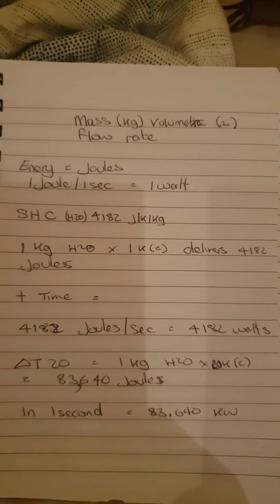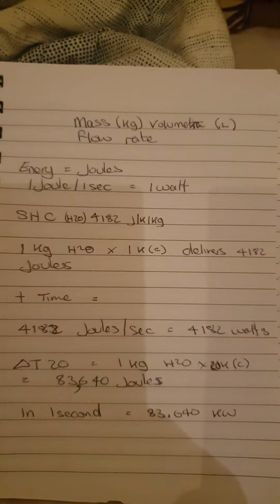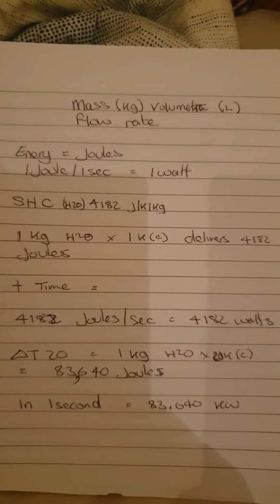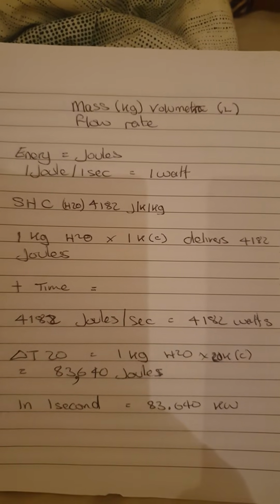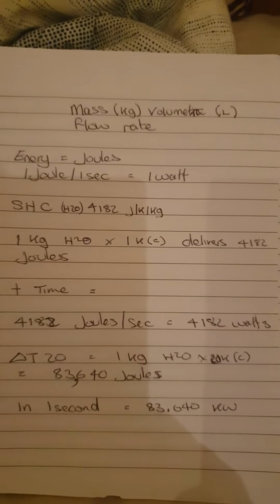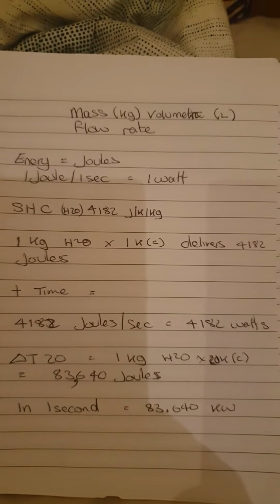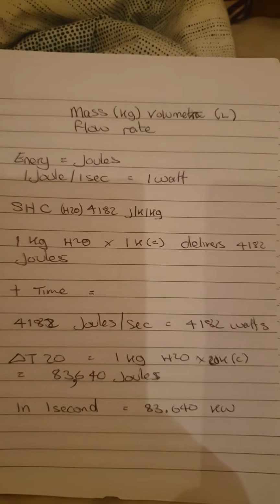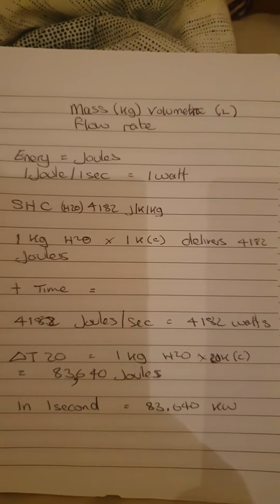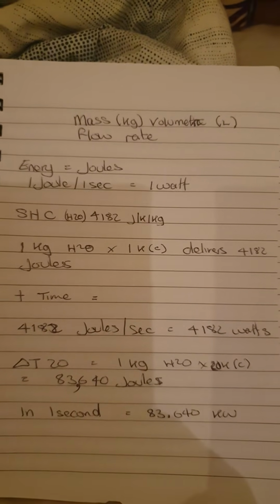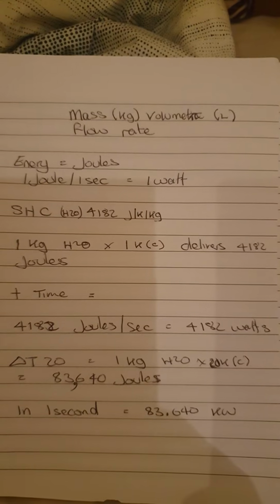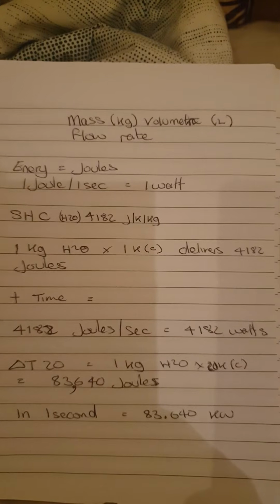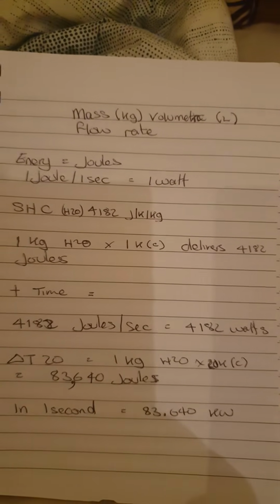Okay, now water happens to be almost the perfect medium for transfer of heat. It has an exceptionally high specific heat capacity, and there are very few substances that carry a higher specific heat capacity than water. So it's extremely efficient at transferring heat energy. So to raise 1 kilogram of water by 1 degree Kelvin or 1 degree centigrade requires 4,182 joules of energy. And bear in mind that's energy and not power.